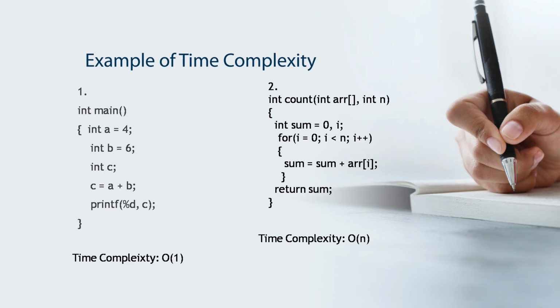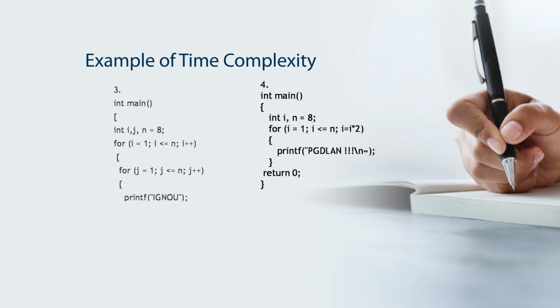In this count function there is a for loop and it is iterative, that is, 0 to n. So, how many times is this for loop executed? From 0 to n minus 1, that is, n times. So, the overall time complexity of this example is order of n.